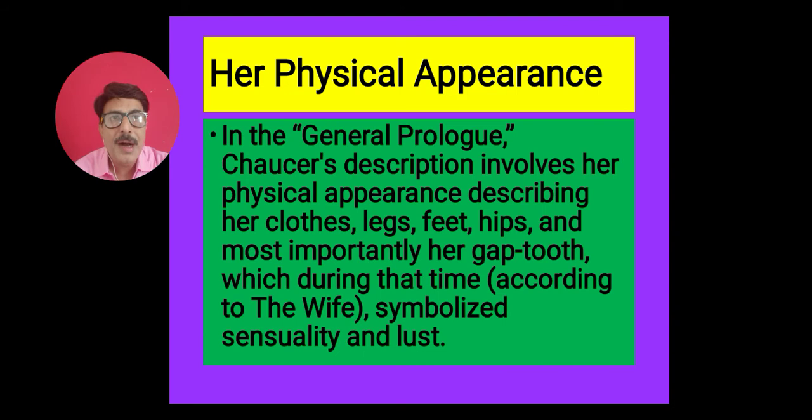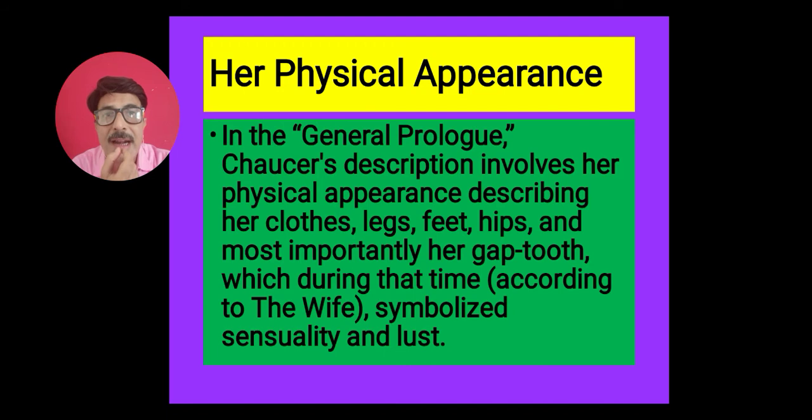And the Wife of Bath, Chaucer describes her physical appearance, describing her clothes, her legs, her feet, even hips, and most importantly, her gap tooth. There was a little gap in the teeth of the Wife of Bath, which in those times, during the 14th century, was believed, by those who had this gap tooth, to symbolize sensuality and lust, and the Wife of Bath is presented as a lustful character.